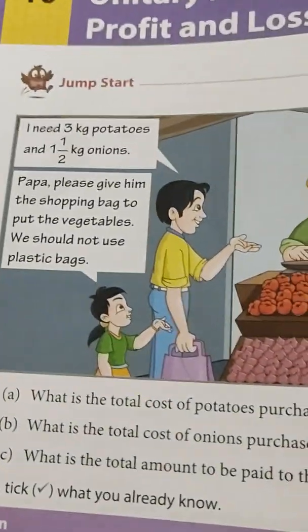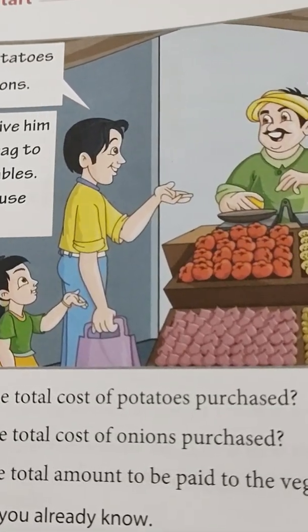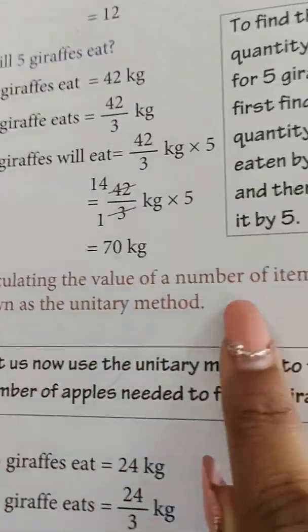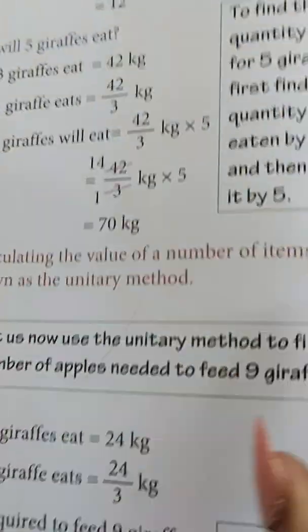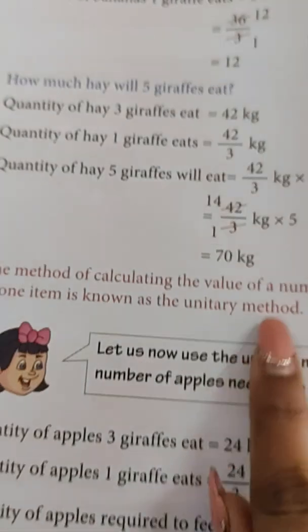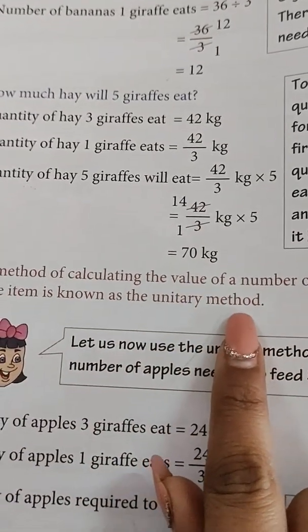Now your new topic, that is unitary method. So unitary method, what you have to learn in this, here the definition is given. The method of calculating the value of a number of items when you have to find the value by finding the value of one item is known as unitary method. Related to this topic, I have shared a video so that your concept of unitary method gets clear.